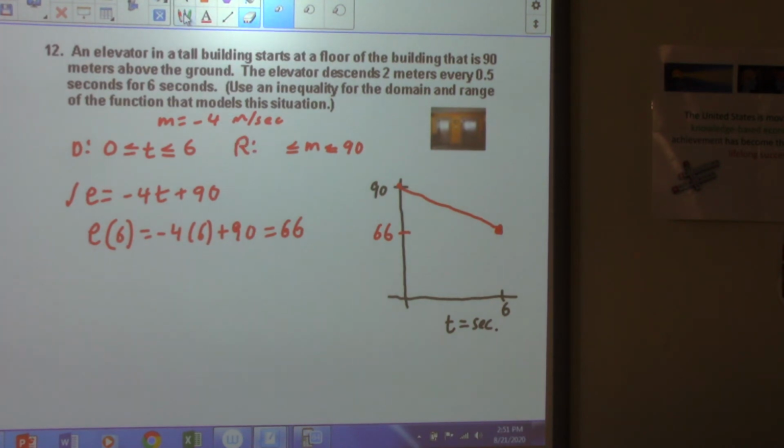So what is our minimum value here? 66? First 6 seconds, for sure. It's on there. So 6 seconds, 0 to 6, our domain, 66 to 90 is our range. All right?